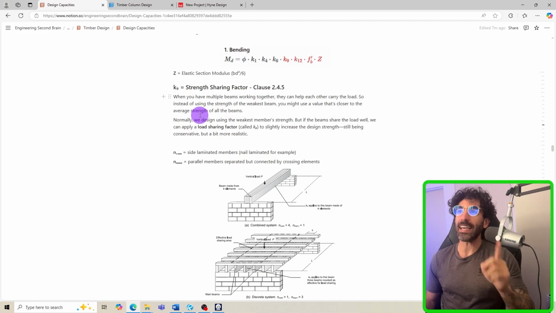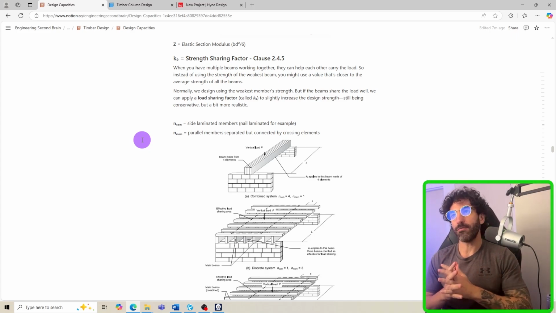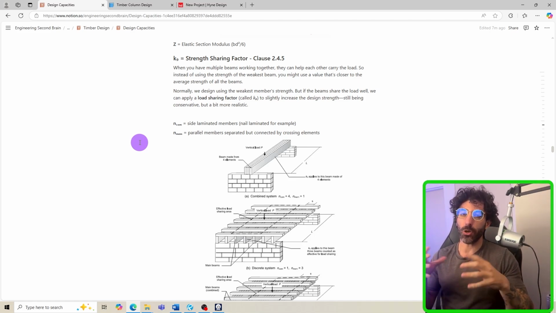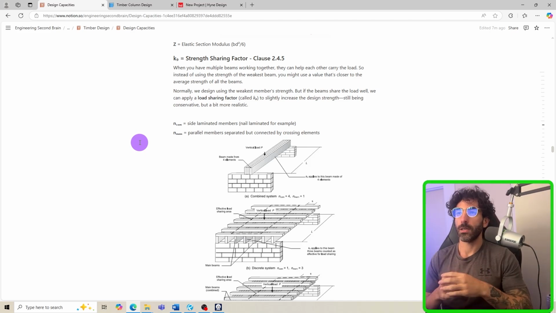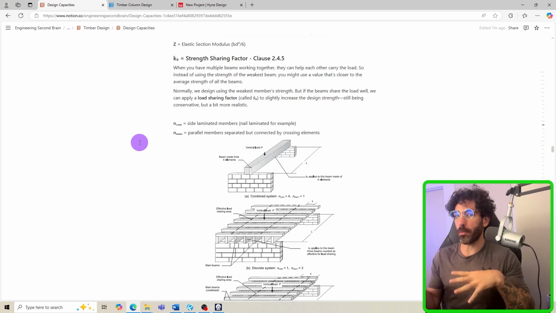And then we have K9, the strength sharing factor, which you can find in clause 2.4.5. And as the name suggests, it's a strength sharing factor. So when you have multiple beams working together, they can help each other to carry the loads. So instead of using the strength of the weakest member, you might use a value that is close to the average strength of all the beams.